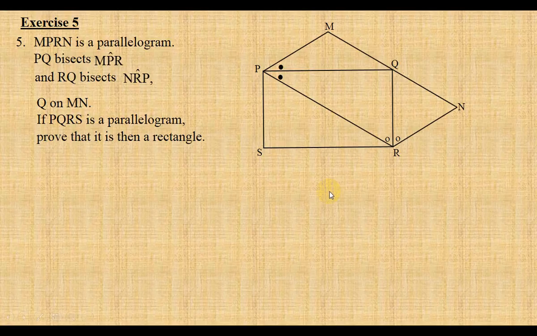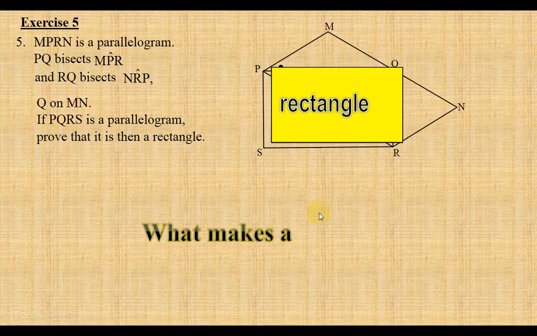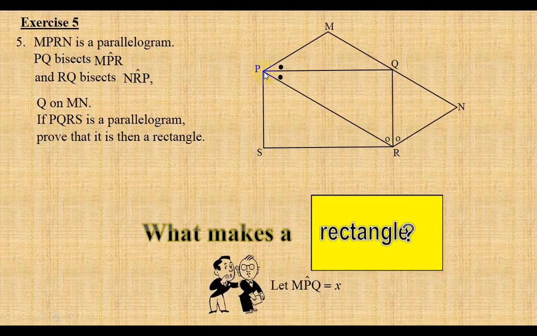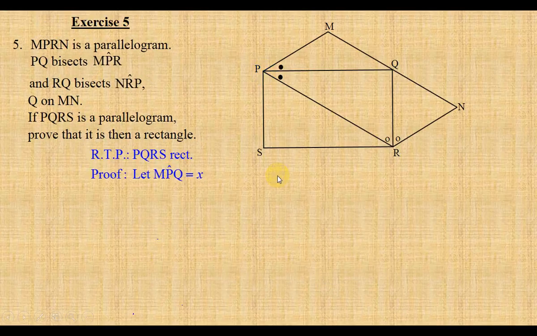Now the question we need to ask ourselves is, what is a rectangle? I hope I gave you enough time to think about that. Yes, a rectangle is a figure where all the angles are 90 degrees. So it means that we've got to prove that one of these angles in PQRS is 90 degrees. Going to the actual proof, I've got my required to prove that the figure is a rectangle.